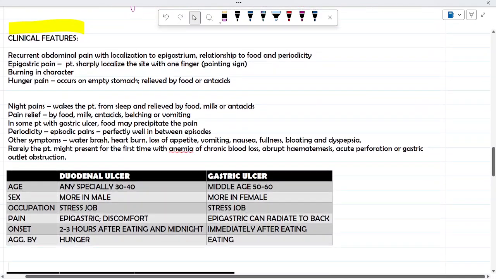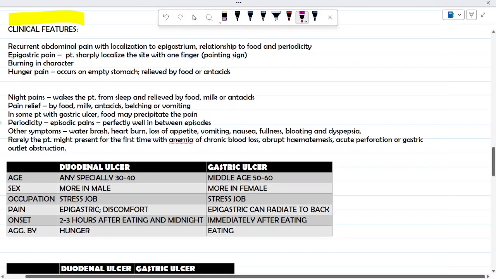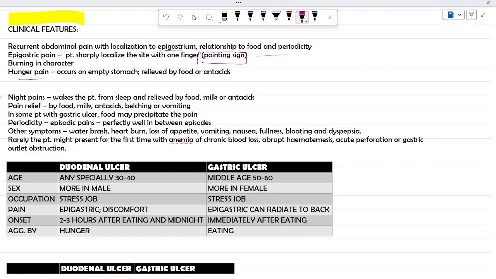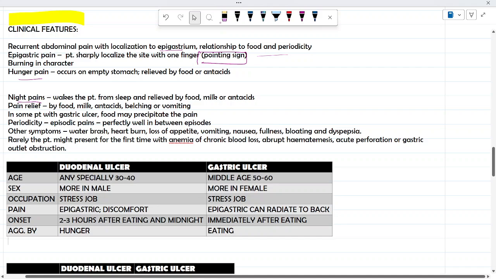Clinically, the patient will have abdominal pain, which is usually localized to the epigastrium, and it shows a relationship with food and periodicity, in both gastric and duodenal ulcer. The patient can sharply point to the pain with one finger, and so it is called the pointing sign. It has a burning character. Hunger pain usually occurs on an empty stomach and is relieved by food or taking antacids. Also, there are night pains which wake the patient from sleep. It is relieved with food, milk, or antacid.